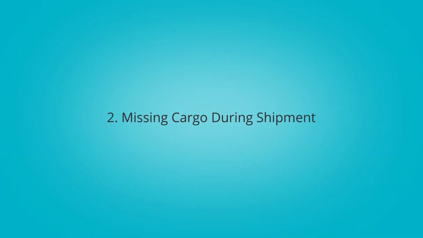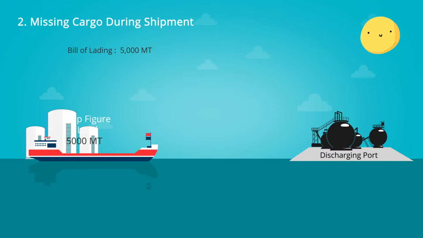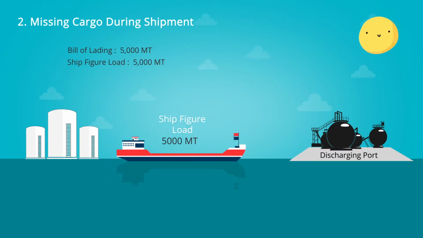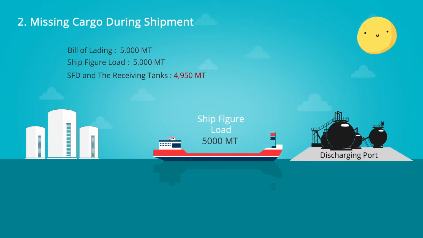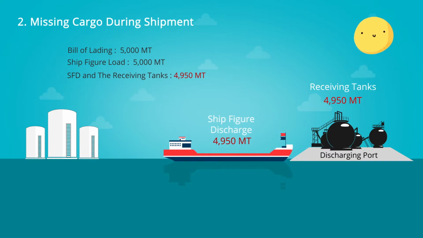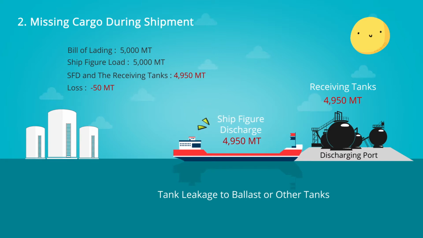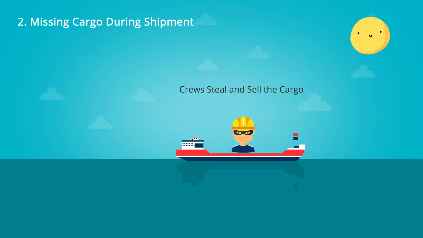The second scenario is where the cargo goes missing during shipment. In this scenario, the bill of lading is 5,000 metric tons, the ship figure load is 5,000 metric tons, but the ship figure discharge and the receiving tanks are only 4,950 metric tons, which indicates the loss of cargo happens during shipment. Missing cargo during shipment can be caused by tank leakage to ballast or other tanks, or when the crew steal and sell the cargo.